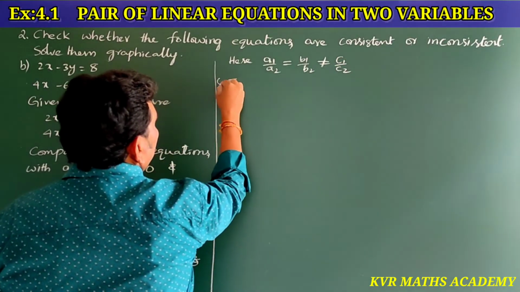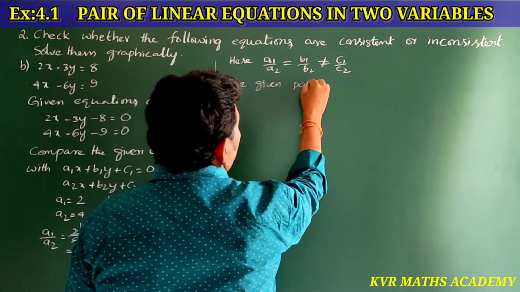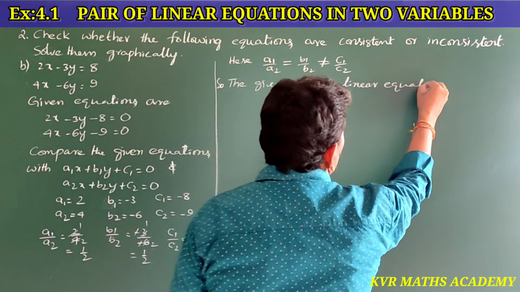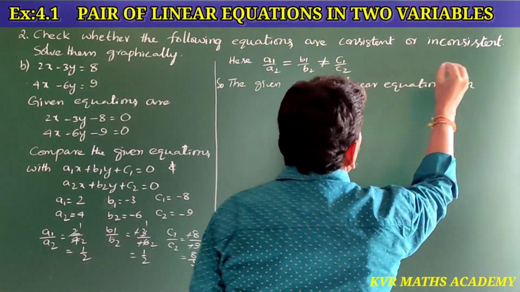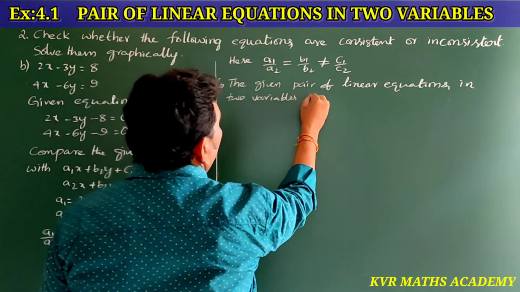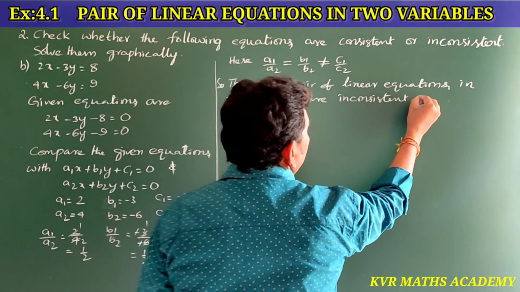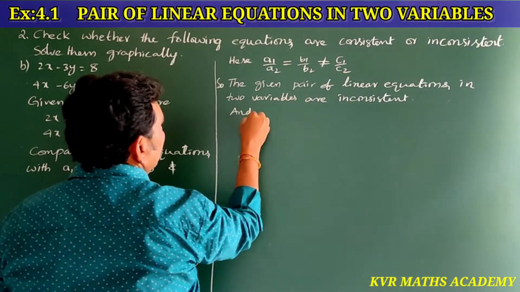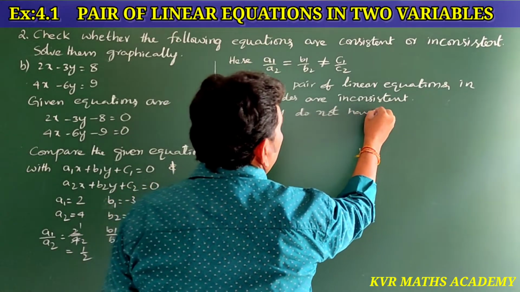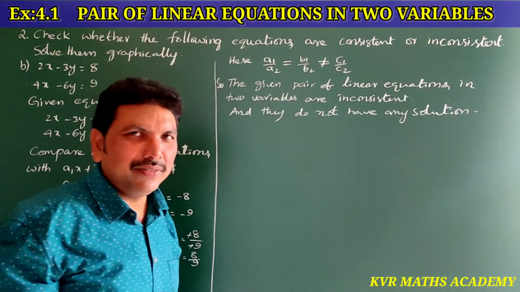So the given pair of linear equations in two variables are inconsistent and they do not have any solution. They do not have any solution.